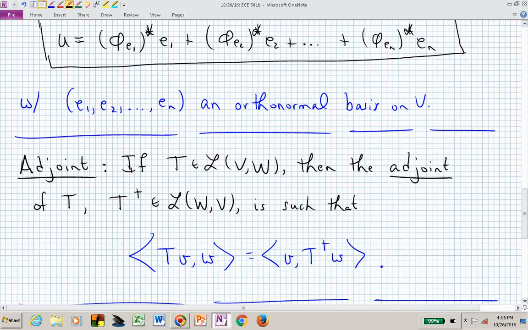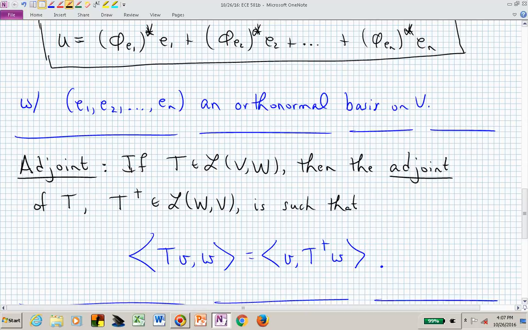Now that we have this way of building these linear functionals, we can also start talking about an adjoint for a generic linear map. Here we have a linear map T that goes from an input vector space V to an output vector space W. The adjoint of T, which we call T dagger, now goes from W back to V. But again, it's a linear map. And we define that adjoint to allow these inner products.